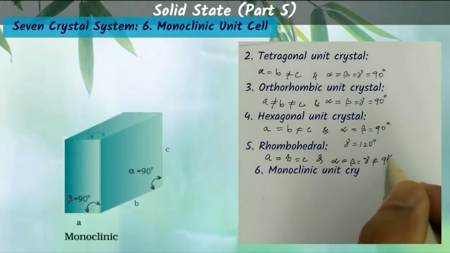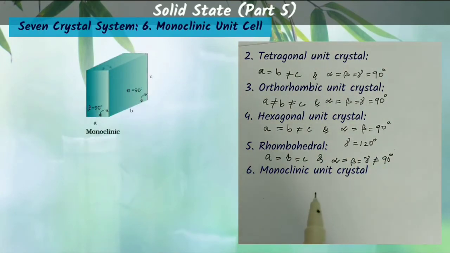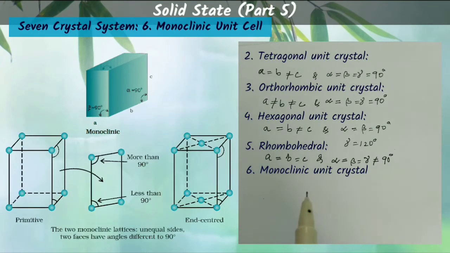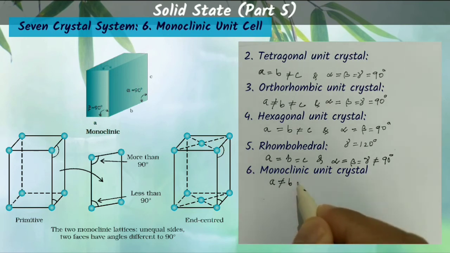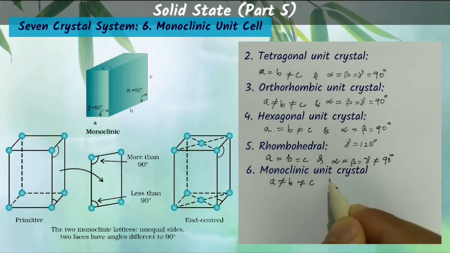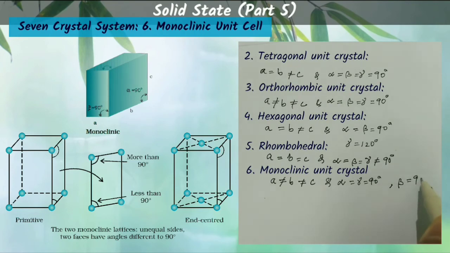The sixth is the monoclinic, and it gives two Bravais lattices, which are primitive and end-centered, as shown in the figure. In this unit cell, a ≠ b ≠ c, and alpha = gamma = 90 degrees, but beta in this case does not equal 90 degrees. It is different.